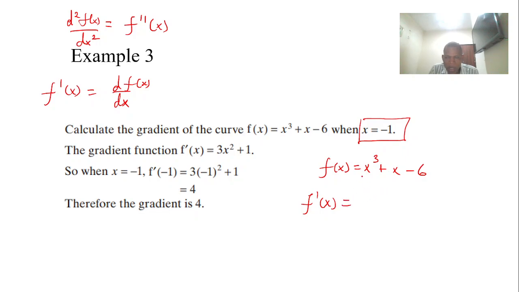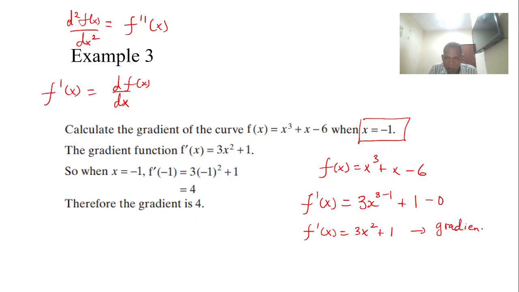this means I'm differentiating the function once, right? Now differentiate x power 3, the 3 comes to the front, so I have 3 minus 1 here, then plus, differentiate x, you get 1. Differentiate 6, you get 0, so minus 0. So now my f prime of x is equal to 3x squared, then plus 1.